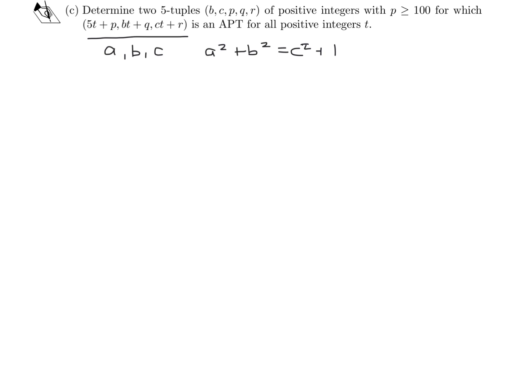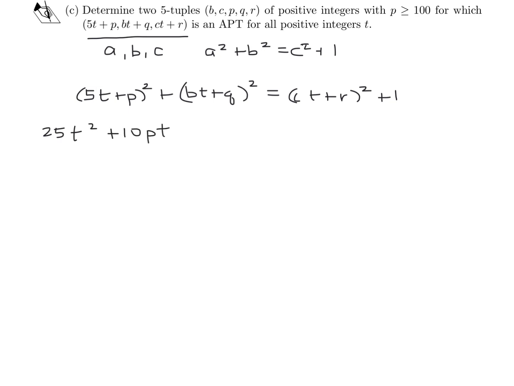So according to that, (5t plus p) squared plus (bt plus q) squared is equal to (ct plus r) squared plus 1. Right. Okay, so let's expand this. 25t squared plus 10pt plus p squared, and that is going to be added to b squared t squared plus 2bqt plus q squared, is equal to c squared t squared plus 2crt plus r squared plus 1.